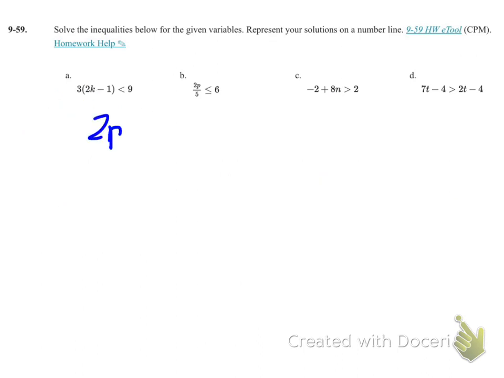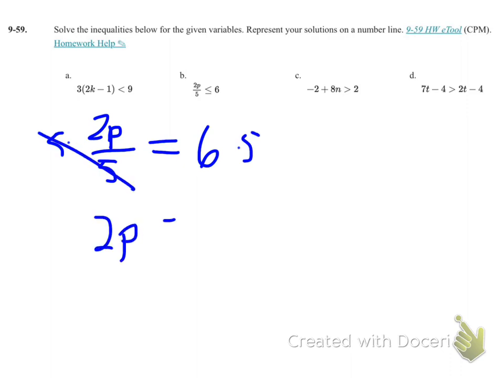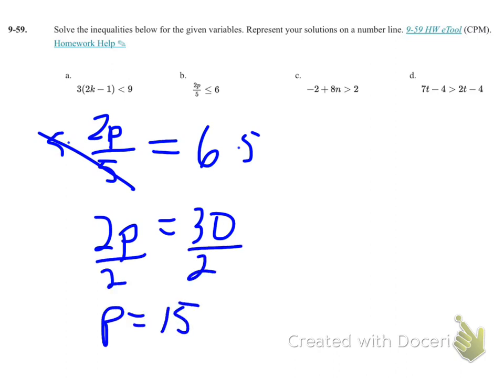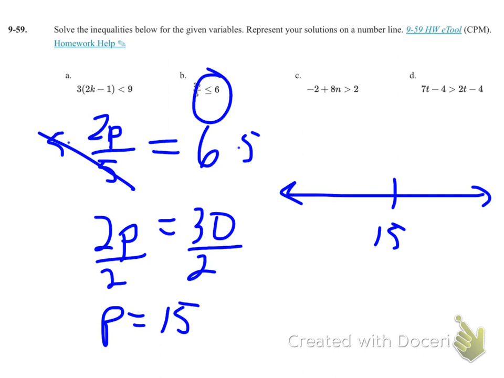I have 2p over 5, and I'm going to set it equal to 6 to find my boundary point. Multiply both sides by 5 to get rid of my fraction. I get 2p equals 30. And solving for p, I divide by 2, and p equals 15. So on my number line, I have 15. My symbol here is less than or equal to. Since it's or equal to, I'm using a closed circle because I'm including 15 as part of my solution. So I'm shading 15.